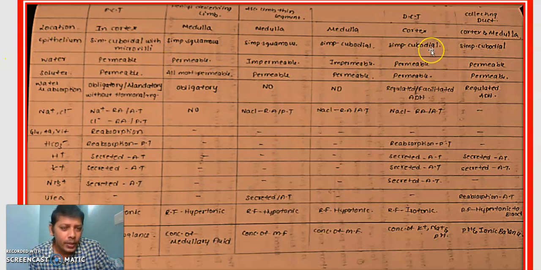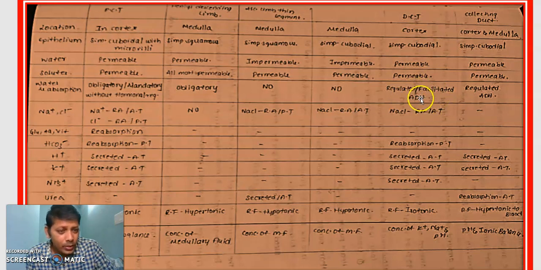Epithelium: simple cuboidal epithelium, smaller cells, but no brush border. Is it permeable to water? Yes, it is permeable. Is it permeable to solutes? Yes. And regulation: what type of reabsorption here? Conditional or facultative reabsorption occurs, which is regulated by antidiuretic hormone, also called vasopressin. NaCl is reabsorbed through active transport in the DCT, utilizing ATP.